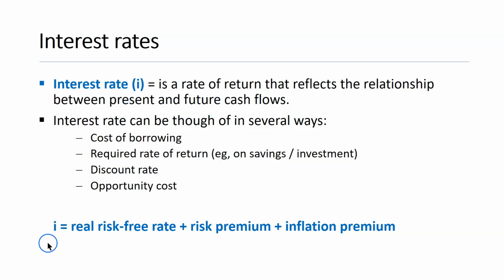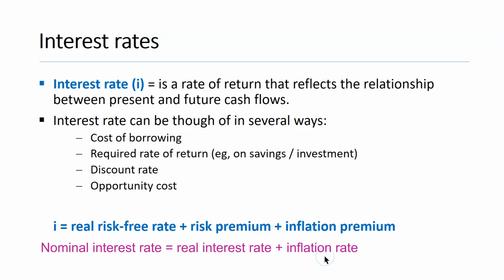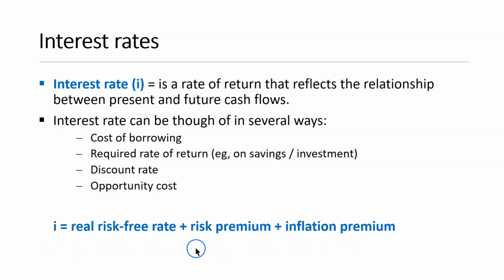Later in your course of studies, you might refer to this specific formula, which tells you that the nominal interest rate is equivalent to the real interest rate plus inflation rate. This is the version which we learned in macroeconomics. And real interest rate can also be split into two components: real risk-free rate plus a risk premium. You might come back to this formula later when you study other finance modules.